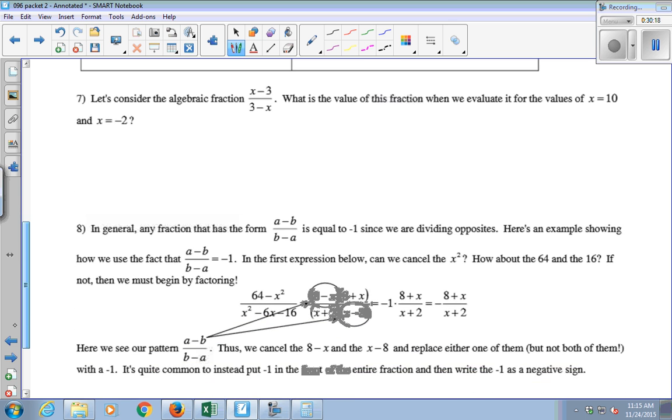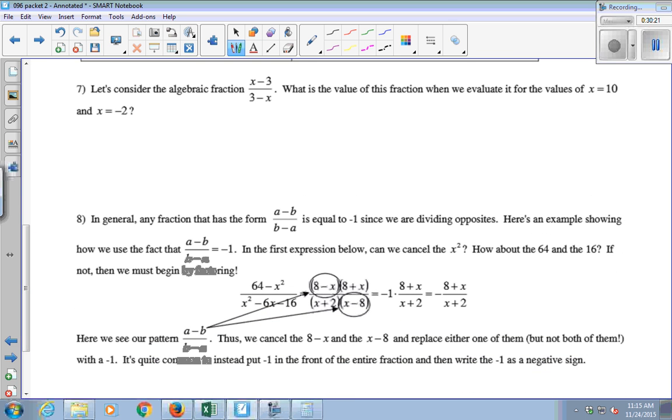Okay, so here's kind of a tricky one. x minus 3 over 3 minus x. Are the numerator and the denominator exactly the same? No, they look a little bit different, right? The subtraction order has changed. Okay, so my question, I'm like, they're almost the same though.